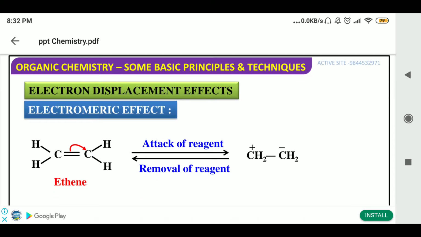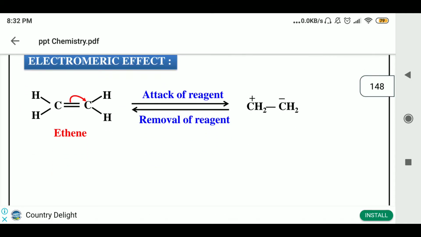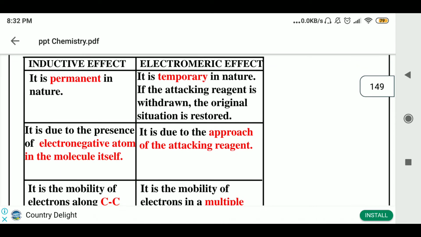You can see there is a partial transfer of electron from the pi bond. So what happened, there is a positive charge on the left carbon and a negative charge generates over the right hand side carbon. So what is the difference between inductive effect and electromeric effect?